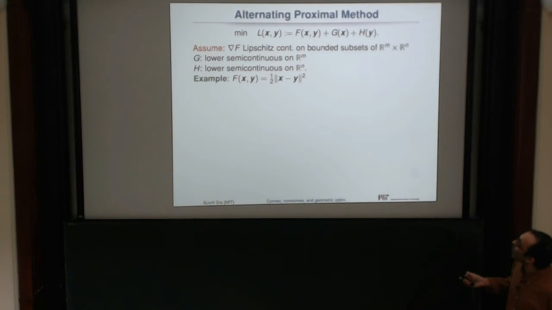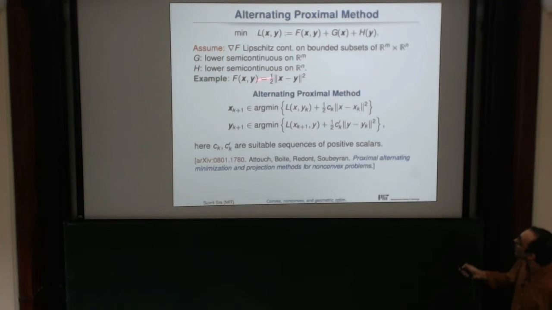So one toy example would be where this is like x minus y. That's why I'm calling it alternating proximal method. And you could run this type of iteration. So you alternatingly minimize over x and y. So this is again alternating minimization. But for this, there is a more refined convergence theory.